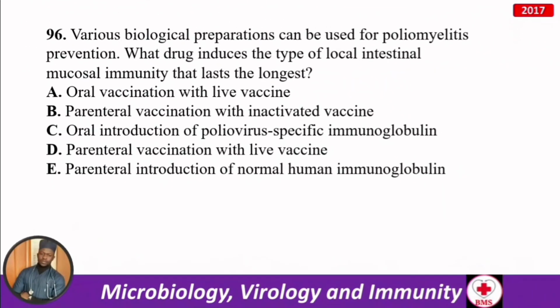We have another one here. Various biological preparations can be used for poliomyelitis prevention. What drug induces the type of local intestinal mucosal immunity that lasts the longest? The immunity that lasts the longest is from the oral polio vaccine. Oral polio vaccine is also more popular. Oral polio vaccine.